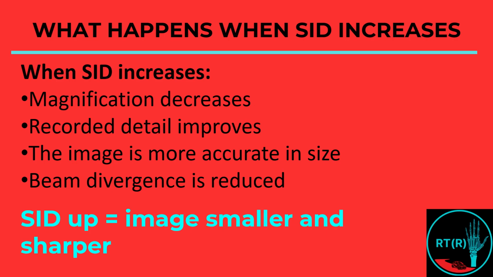What happens when SID increases? Magnification decreases, recorded detail improves, the image is more accurate in size, beam divergence is reduced. A longer SID means the beam is less divergent by the time it reaches the patient and the detector. That reduces magnification and improves detail. This is why chest radiographs are often taken with a longer SID to reduce heart magnification and improve image accuracy. Remember, SID up equals image smaller and sharper.